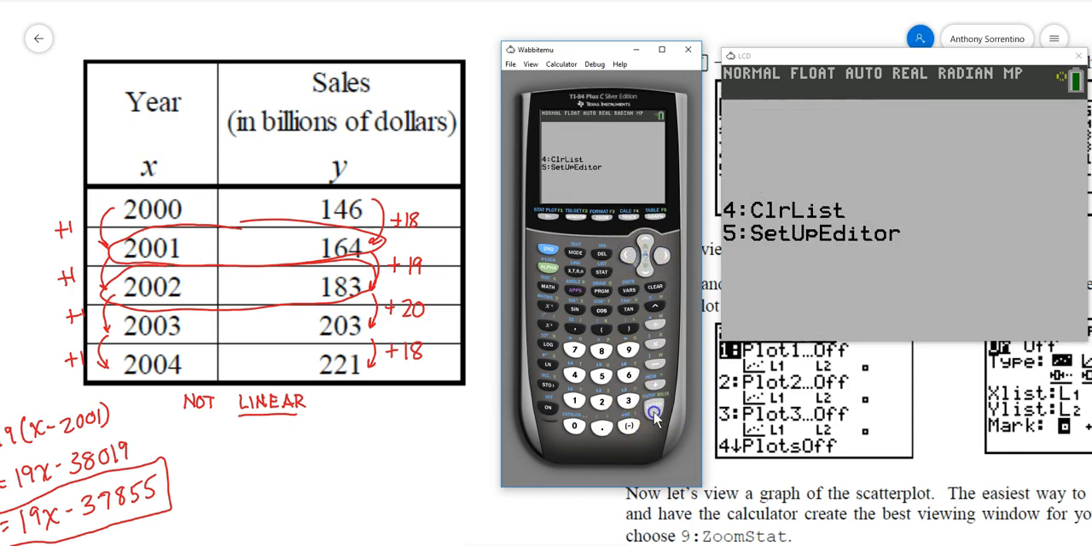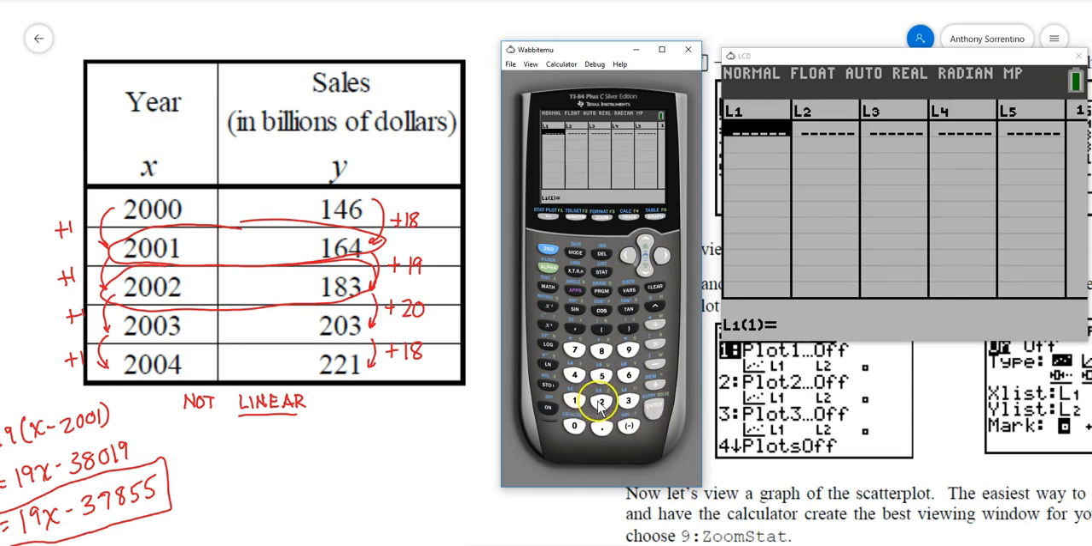So I'm going to edit my data, and I'm just going to put the data in, 2000. So this first one's going to be my years.